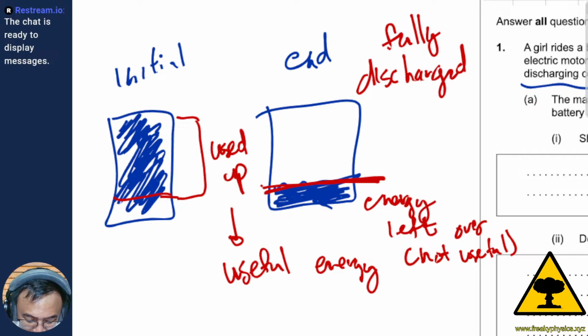Now, why can't we use the remaining energy? That goes into chemistry now, not into physics. But suffice to say for now that whenever we try to charge any sort of battery, there's always that leftover voltage that if you try to go below it, either you cannot go below it because it's going to be very inefficient, or it's going to damage the battery otherwise.